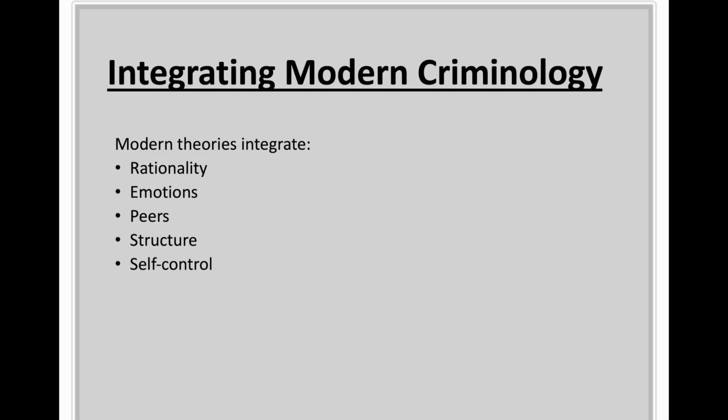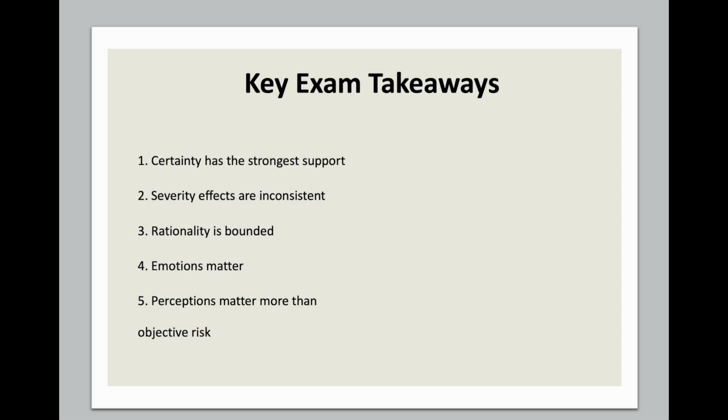Examiners generally don't want simplistic, one-theory-explains-everything answers. Crime is multifaceted, and different theories can explain different dimensions of offending. Now let's summarize the major takeaways from deterrence theory and rational choice theory.